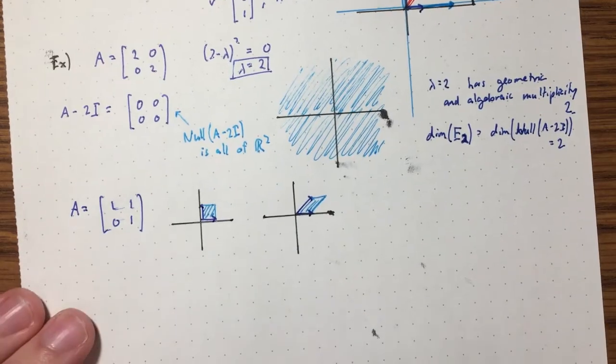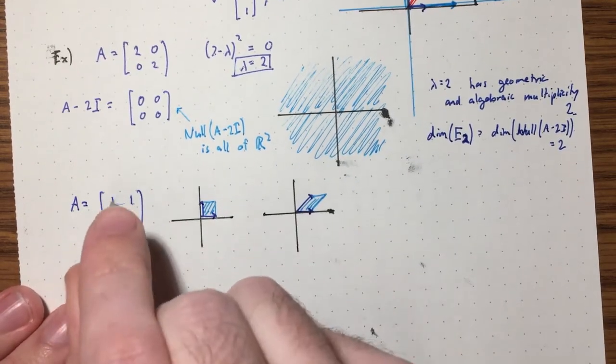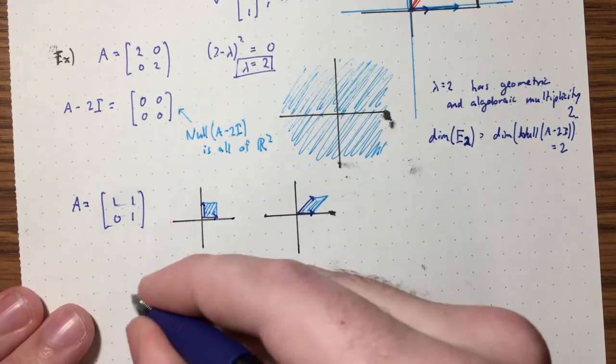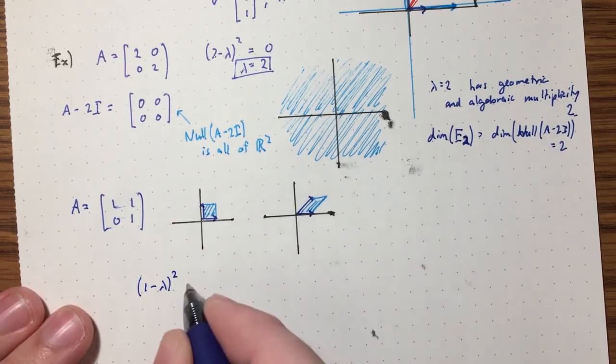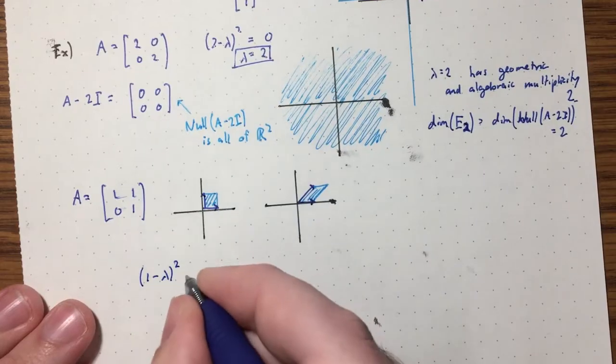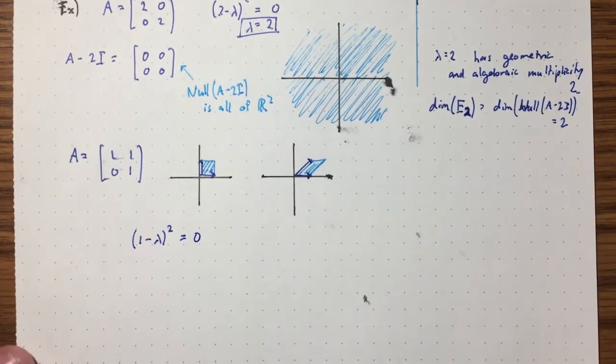What is my characteristic polynomial here? Again, I subtract off lambda from the diagonal, and then I take the determinant. So I get 1 minus lambda times 1 minus lambda minus 1 times 0, but that's just 0. And I set that equal to 0.